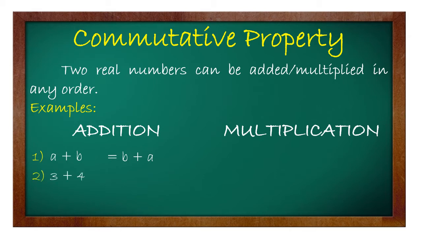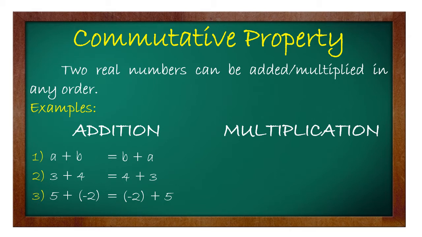Okay, so let's have 3 plus 4. So, pag ginawa natin siyang 4 plus 3, both of them have the sum of 7. So, commutative property of addition ang tawag natin doon. Another, 5 plus negative 2 is the same with negative 2 plus positive 5. So, both of them have the sum of positive 3.